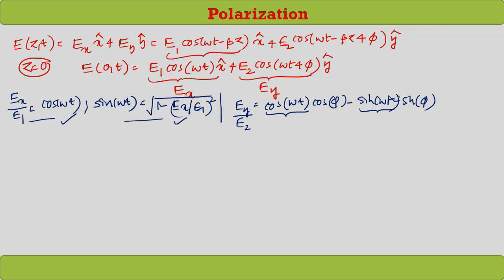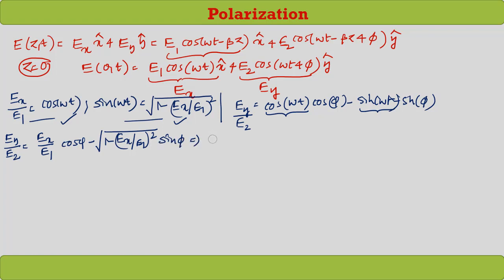So what will we get? Ey by E2, writing from the left side, is equal to cos omega t, which is nothing but Ex by E1, times cos phi, minus sin omega t, which is the square root of 1 minus (Ex by E1) squared, multiplied with sin phi. Now write the equation for only this term, the square root of 1 minus (Ex by E1) squared times sin phi, and square that one. Then what will you get?